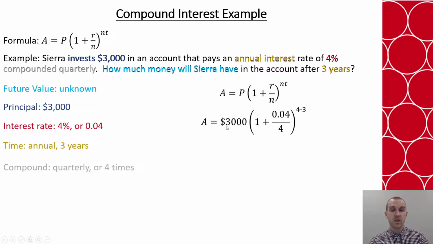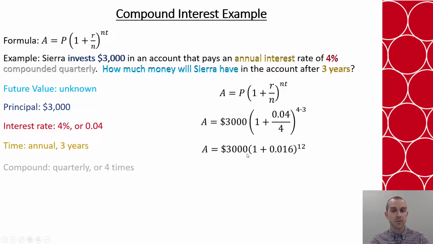So this will be 3,000 times the quantity 1 plus 0.04 divided by 4, raised to the 4 times 3. We're going to follow our order of operations. I'm going to do 2 steps here at the very beginning. I'm going to divide my 0.04 by 4, and I'm going to multiply my 4 times 3 in the exponent because they're individual and it won't affect how we solve this problem. It'll all get done. If you need to separate those steps, by all means, go ahead and separate them.